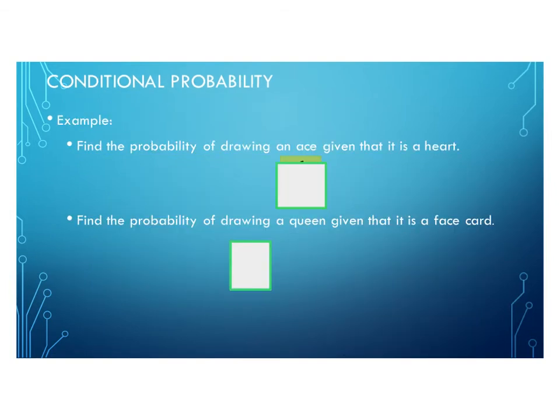Okay, so in our next example, we want to find the probability of drawing an ace given that it is a heart. So if I know for certain already the ace is a heart, I have 13 hearts in the deck, and of those hearts, one of them is an ace. If we look at the next simple example, find the probability of drawing a queen given that it is a face card. Well, if I already know it's a face card, remember faces are jacks, queens, and kings, and there's 4 of each type. So we have 12 faces, and 4 of those are queen.